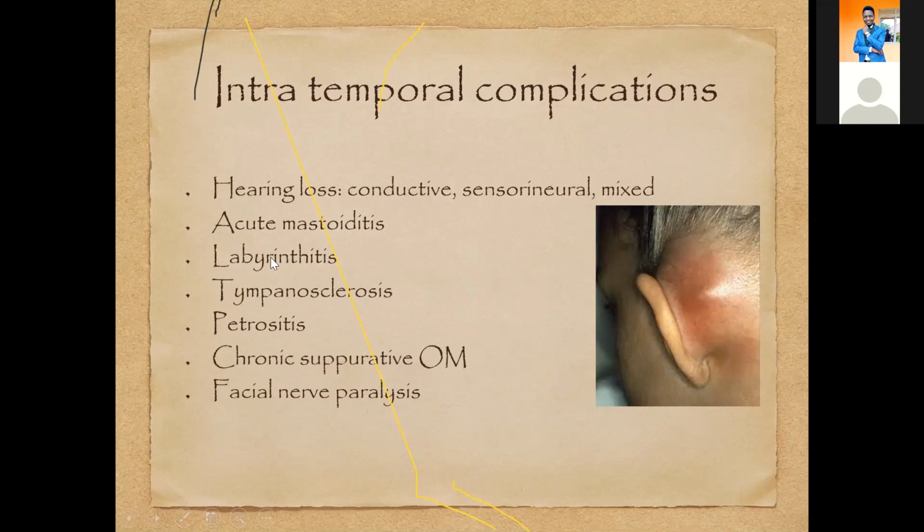We have labyrinthitis. Labyrinthitis is when infection spreads to the inner ear. We have the round window and the oval window.